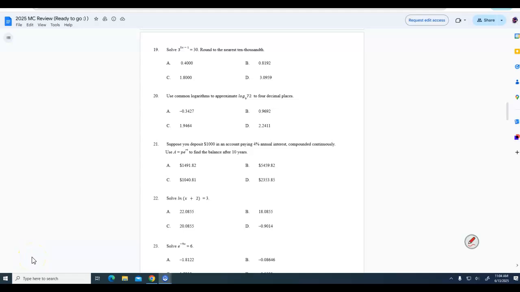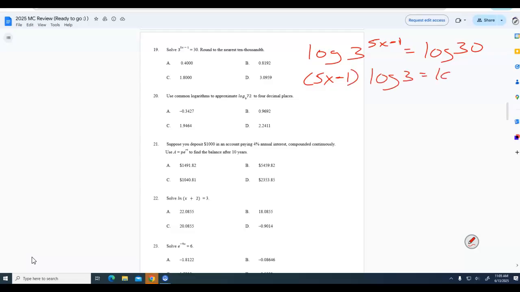So when we're solving for an exponent, and it's not something where we can get a similar base, this is where we need to use logs. So I need to put a log in front of both. Now, whenever you have an exponent with a log, we can throw it in the front. So this becomes (5x minus 1) log 3 equals log 30. And now we're solving for x.